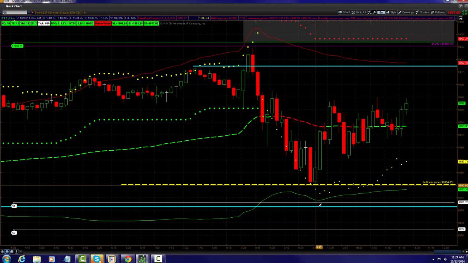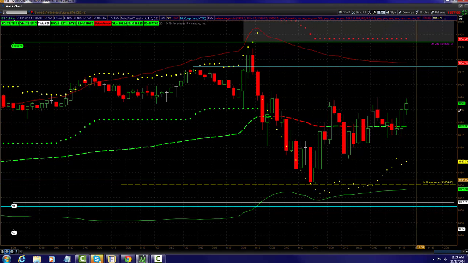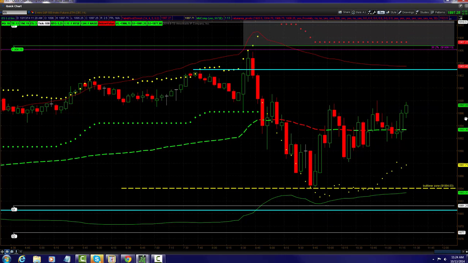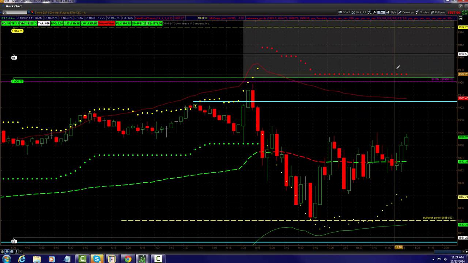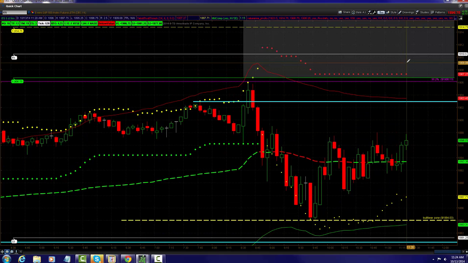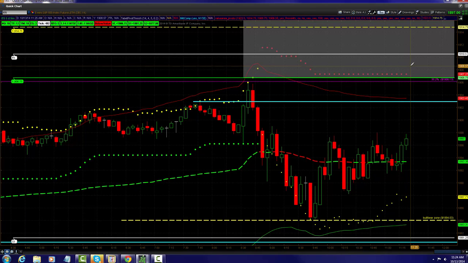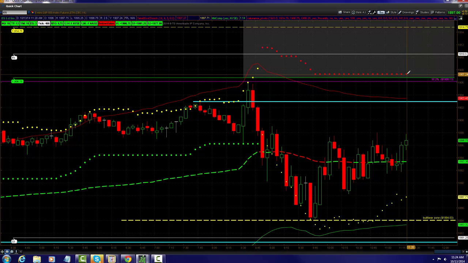As you can see, we did not take out the Globex low, which is always the blue lines. All right, so I'm looking for the market to actually just kind of peter out the rest of the day unless we get some action in the later part of the day. Now, we'd have to get up through value, take out the 5 minute pivot.